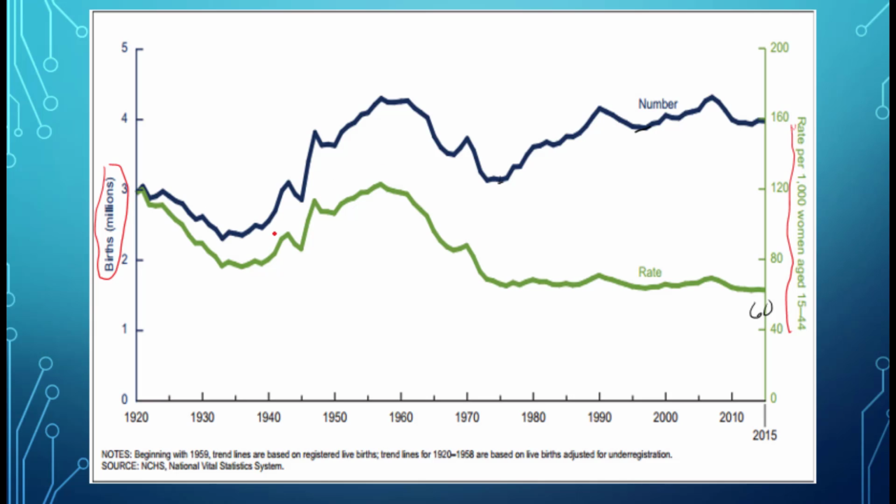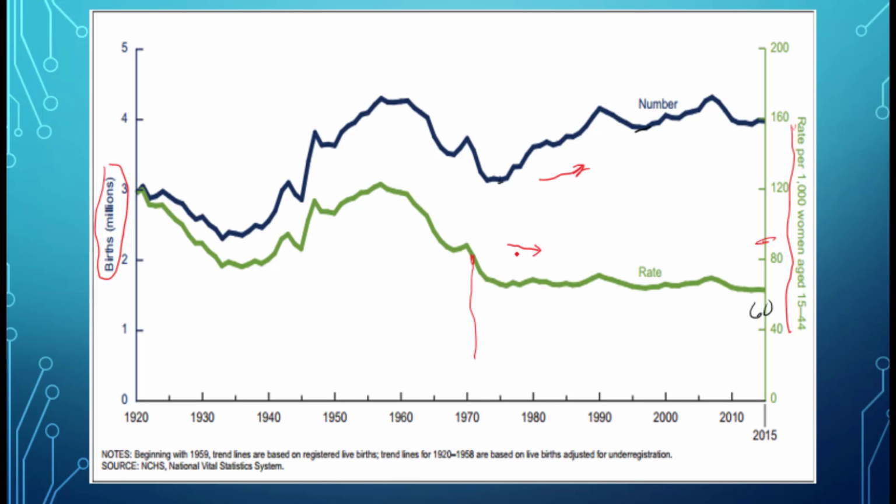So they're pretty much in sync until about 1970 here. And since 1970, the rate has been declining. In other words, the number of births per 1,000 women has been declining. It was in 1970 maybe 84, 85, and down here in 2015 it was down to about 60. So the birth rate has been declining. At the same time, the number of births has been increasing.